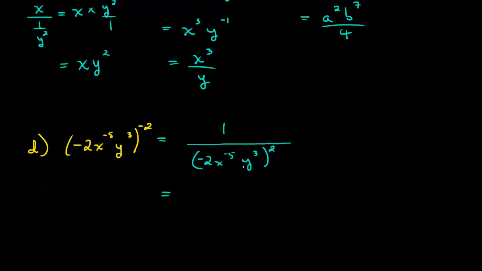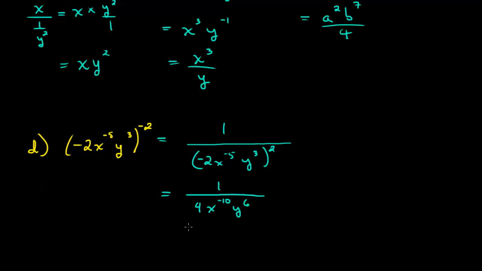Now I can go ahead and square everything inside the bracket. If I square this factor, negative 2, I get positive 4. If I square x to the power of negative 5, I have to multiply their exponents because I'm raising a power to a power, and that gives me x to the power of negative 10. Now I've got y to the power of 3, to the power of 2, which is just y to the power of 6.